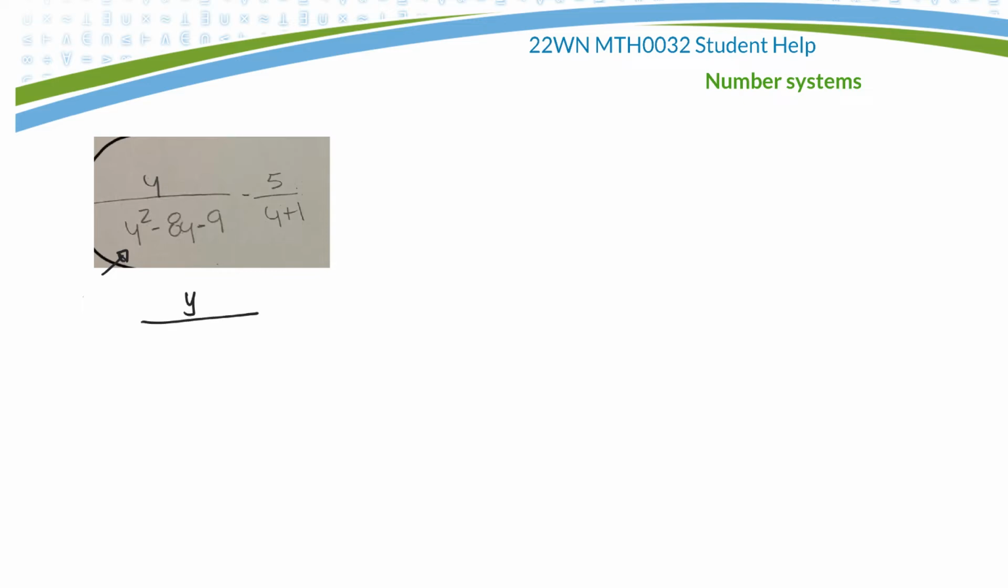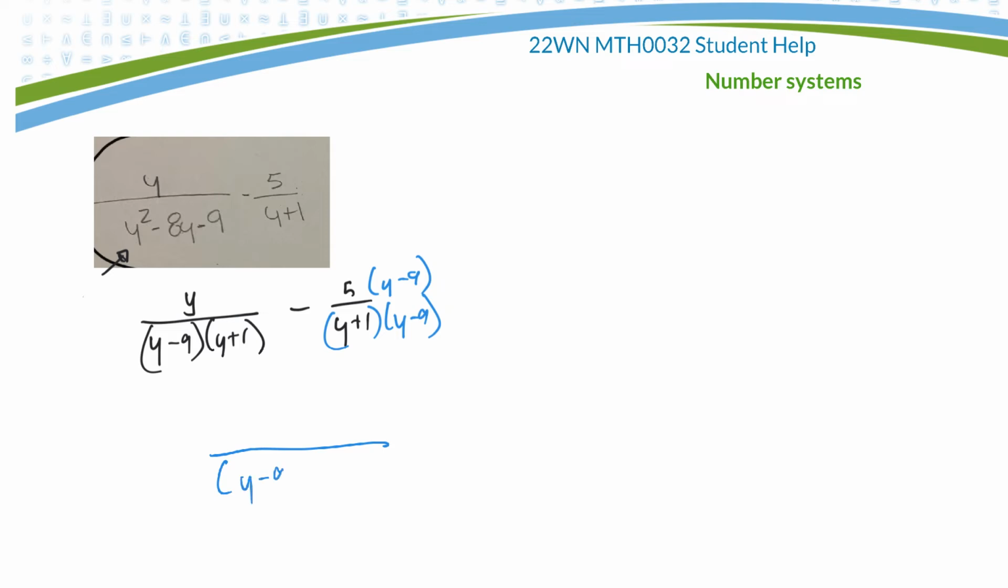So it'll be y over y minus 9, y plus 1. Is that right? y squared plus, yeah, that's right, minus 5 over y plus 1. So to get a common denominator, it looks like I need to include a y minus 9 on this one. So y minus 9. So now I've got a common denominator, which is y minus 9 times y plus 1.